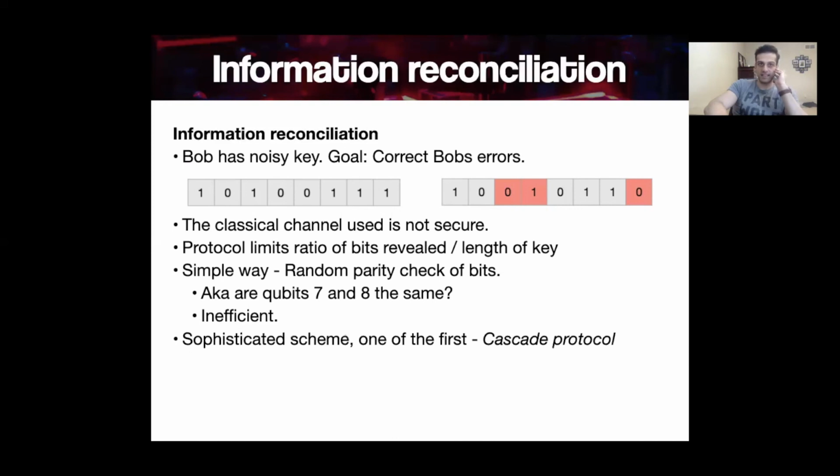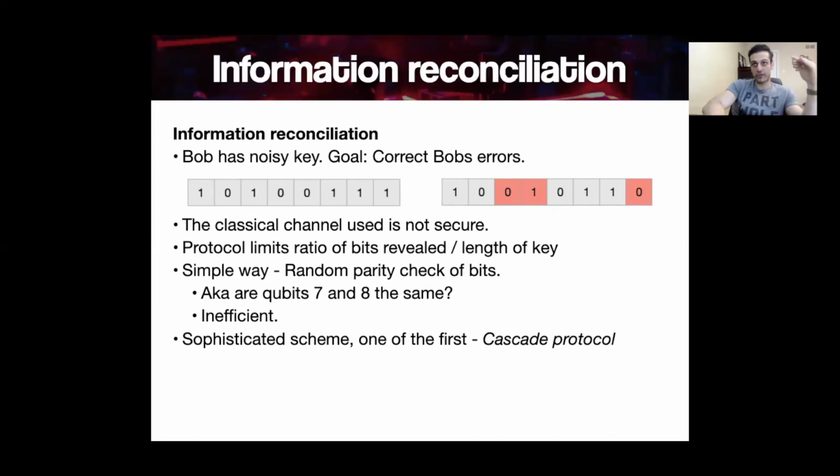There's a more sophisticated scheme, and one of the first ones is called the cascade protocol. There's sort of two stages, at least conceptually, to the cascade protocol. We're going to look at one of them here, and that's going to set you up to be able to describe the second one in a homework, in a problem set. Not certain if it'll be in a problem set, but it's one idea for a problem set question.